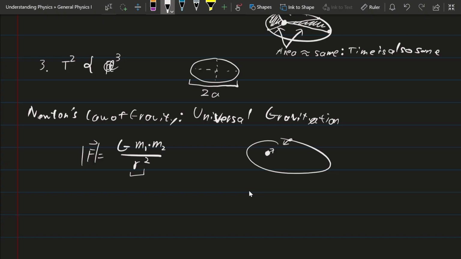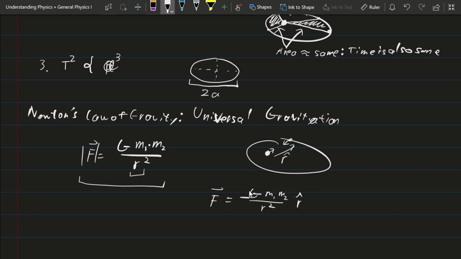And so you could write this to be, let's just state this direction to be r hat, which is the position unit vector. And so the way that you could write the force is negative G m1 m2 over r squared r hat. But we will only focus on the use of this formula instead of the vector one.